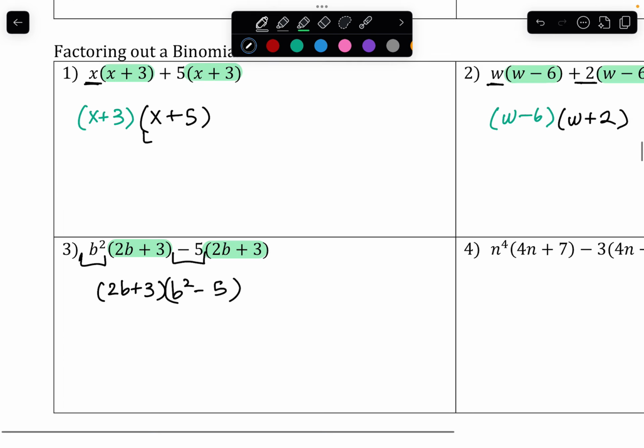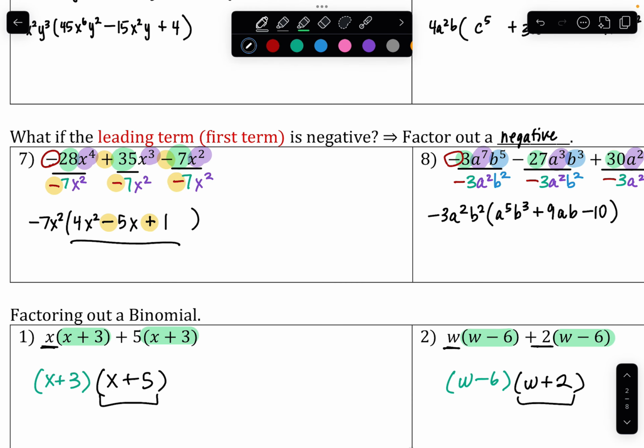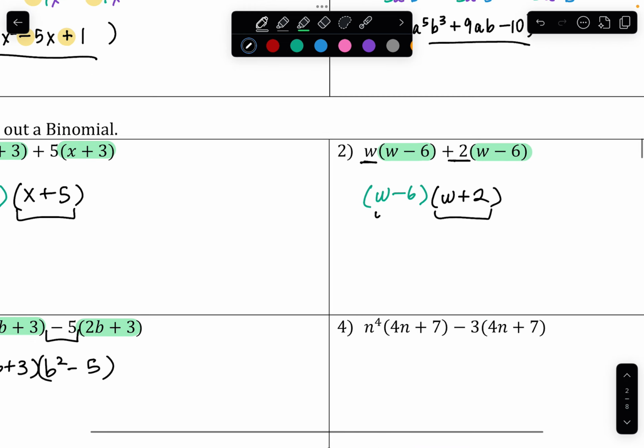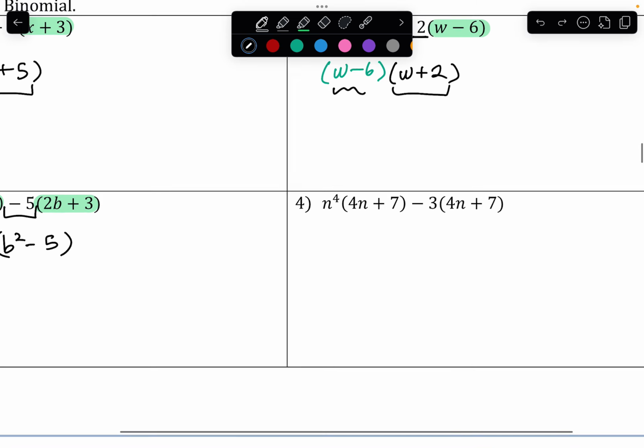I didn't say that earlier, but what's left goes in its own set of parentheses, just like the b's went in a set of parentheses. This time our GCF isn't just a monomial, it's a binomial. It has 2 terms separated by an operation.